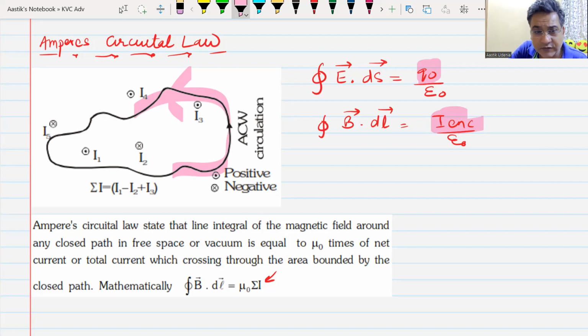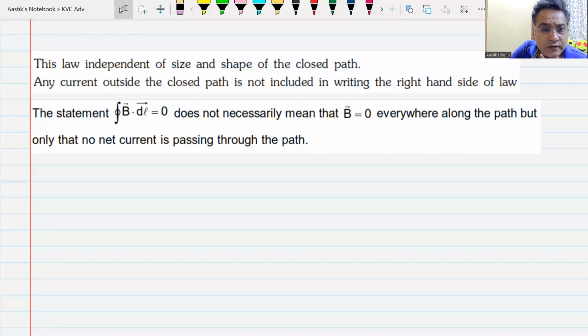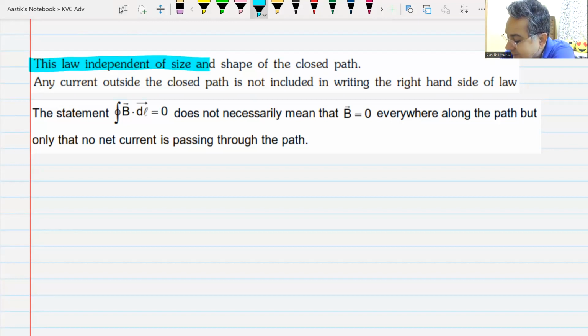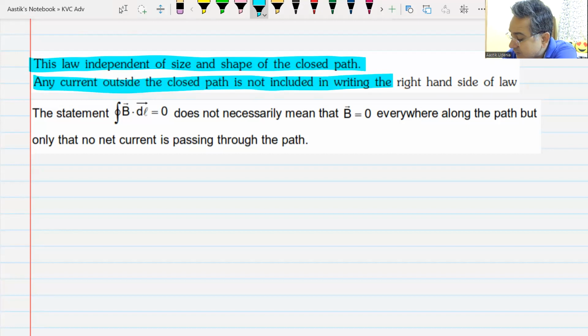I'll give you 2 minutes to note this down. Now remember this Ampere's law. It does not depend on the size and shape of the loop, the closed path. It can be of any size, any shape. Any current outside the closed path is not included, the same as any charge outside the surface will not be included.